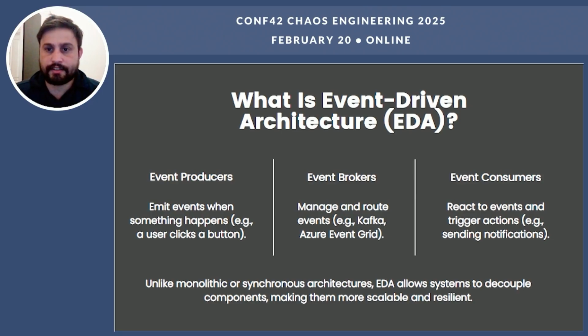Two is the event brokers. These act as intermediaries that manage and route events between producers and consumers. Examples include message queues like Apache Kafka or cloud-based solutions like Azure Event Grid. Number three are the event consumers. These components listen for and respond to events by triggering actions. For example, in a notification system, an event consumer might send an email or push notification when a new order is placed.